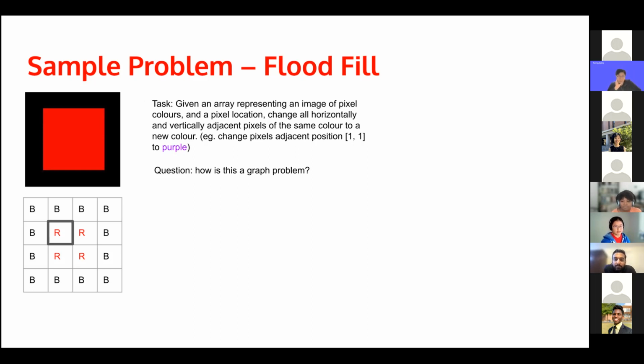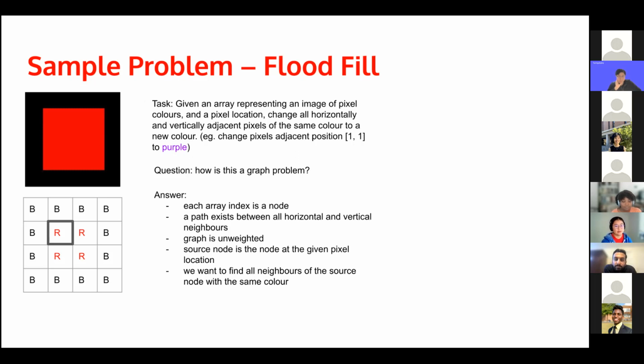Yeah, that's exactly it. So essentially, I want every array index to be a node. So in this example, I have 16 nodes because there's 4x4 indices. And I'll say a path exists between all horizontal and vertical neighbors. The graph is unweighted, so the edges don't have a weight. And I have a source node, which is my given pixel. So here 1, 1 is my source node. And I'm trying to find all neighbors of the source node with the same color.